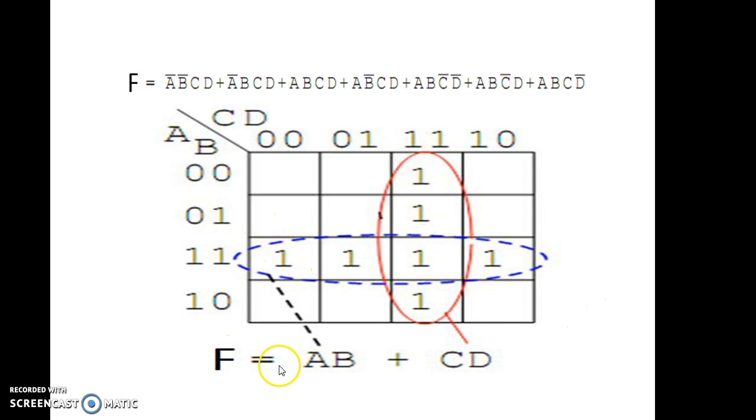So the function F is AB. The columns consist of different values. There are no common variables in the columns. So we write the function as AB plus CD.